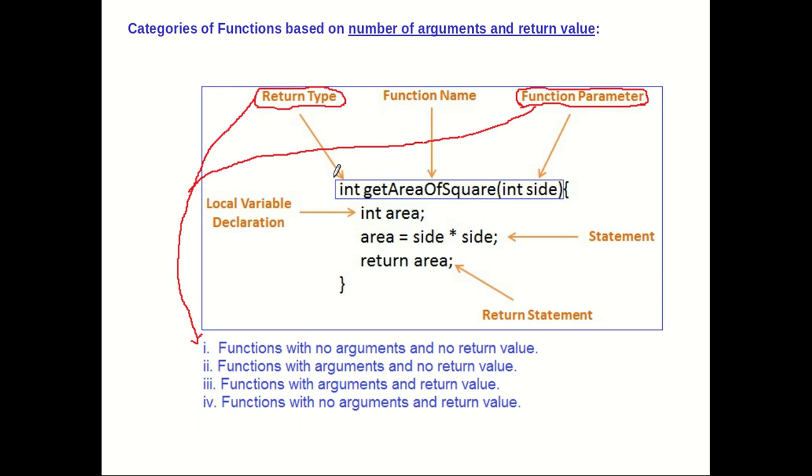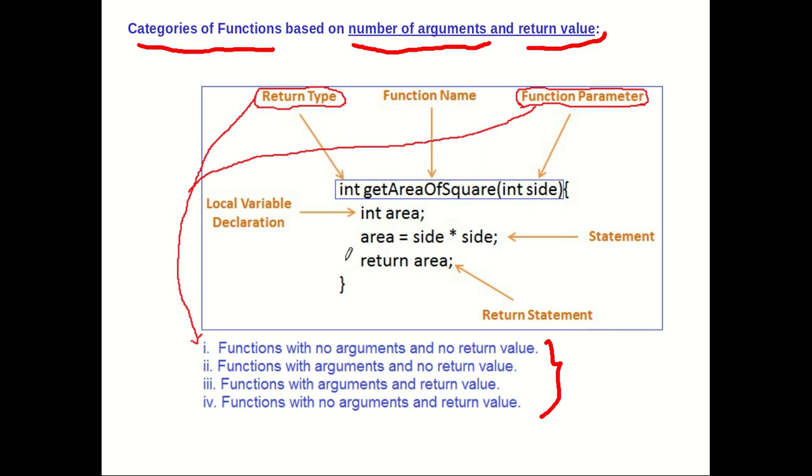Next we shall see the different categories of functions. We have classified the functions into 4 categories based upon the number of arguments the function is taking and the type of the return value it is returning. So it depends upon the argument and the return value. We have classified the functions into 4 categories. Let us consider an example.